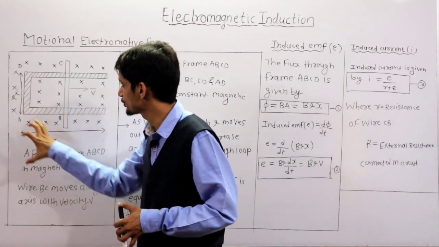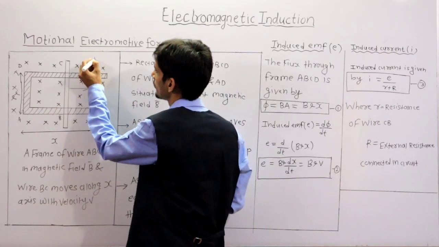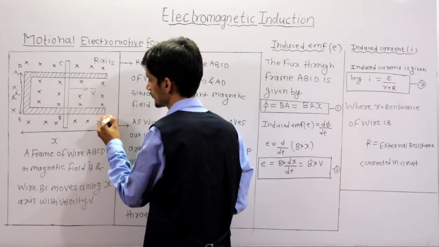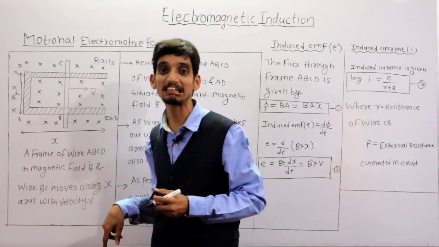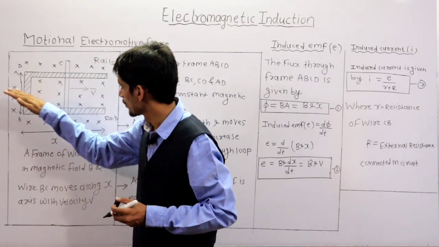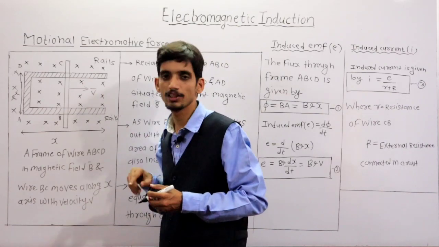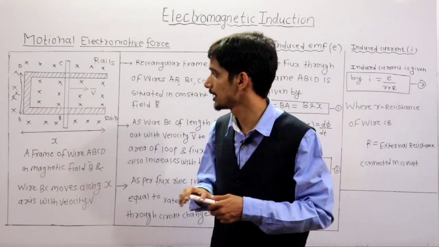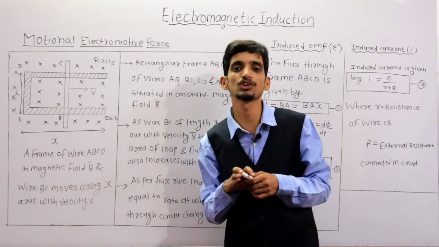Now consider this arrangement in which these horizontal lines are called rails, on which this vertical rod or conductor is placed, so that when this rod is moved with some velocity, what actually happens, or how the EMF is induced across the terminals of this rod, that we have to discuss. So this is called motional EMF.